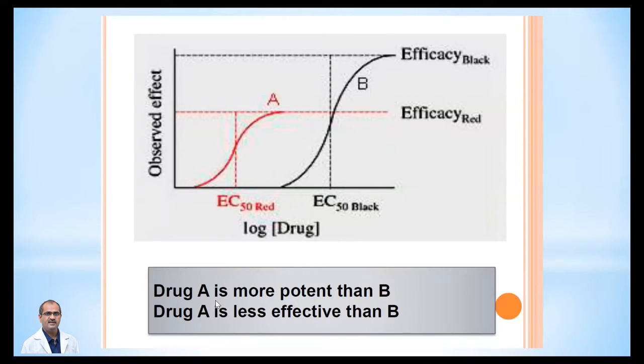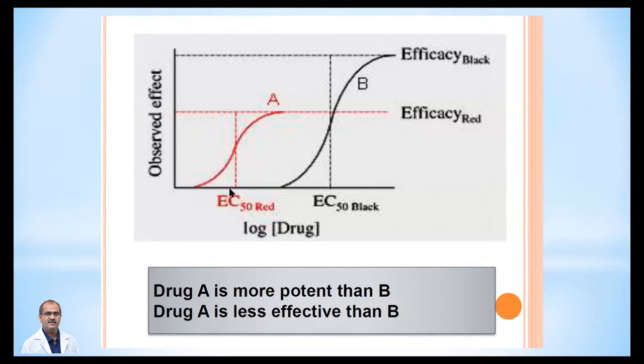That's why we say that drug A is more potent than drug B, because the maximal response, that's the potency, is reached very fast with lower doses when compared to drug B. That's why drug A is more potent than drug B, whereas drug A is less effective than drug B.